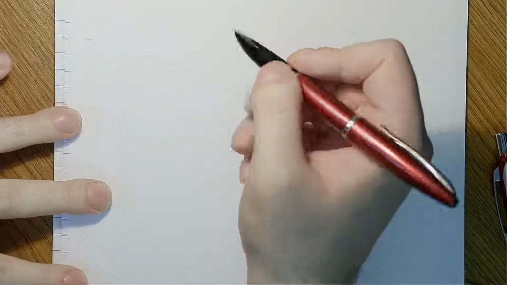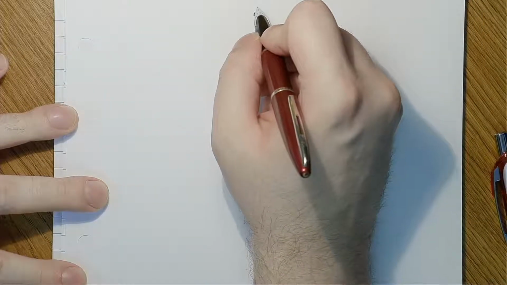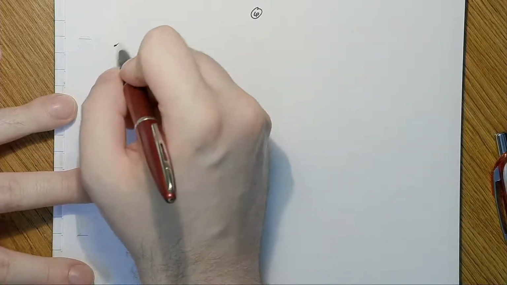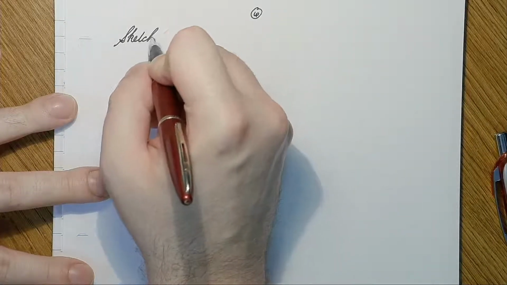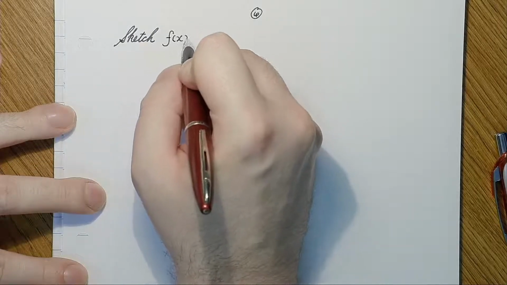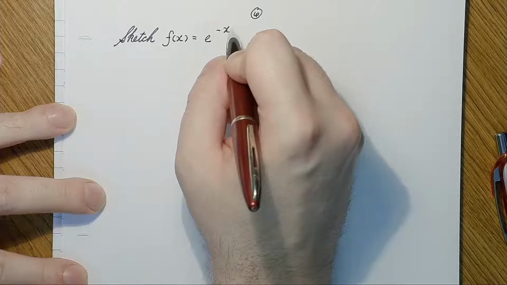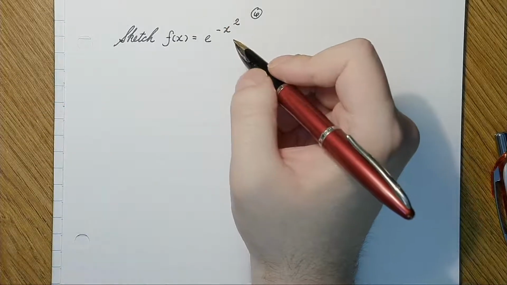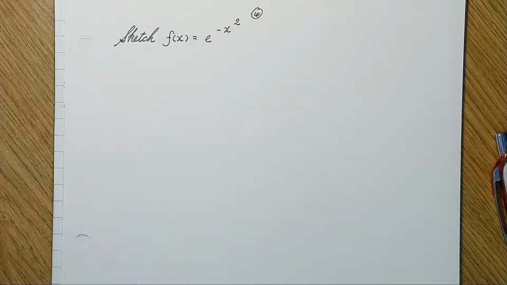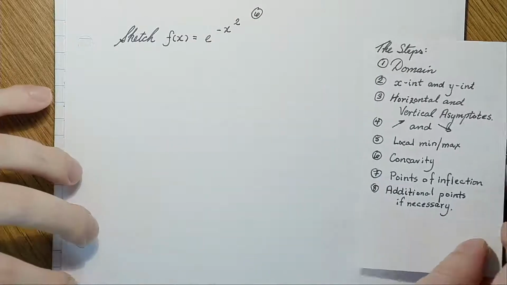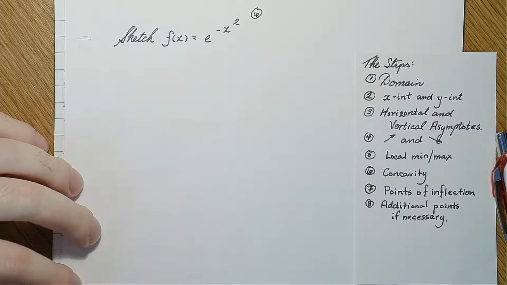So let's do a little bit of a review then, about curve sketching. So this is page 6. And this one is going to be: sketch the function e to the minus x squared. And again, on the test, you'll be prompted. There will be questions that say, like, what is the domain? What is the x-intercept? What's the y-intercept?